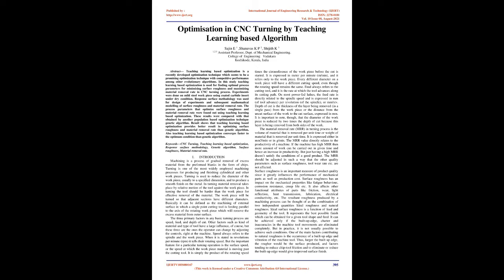Speed always refers to the spindle and the workpiece. When it is stated in revolutions per minute, RPM, it tells their rotating speed. But the important feature for a particular turning operation is the surface speed, or the speed at which the workpiece material is moving past the cutting tool.